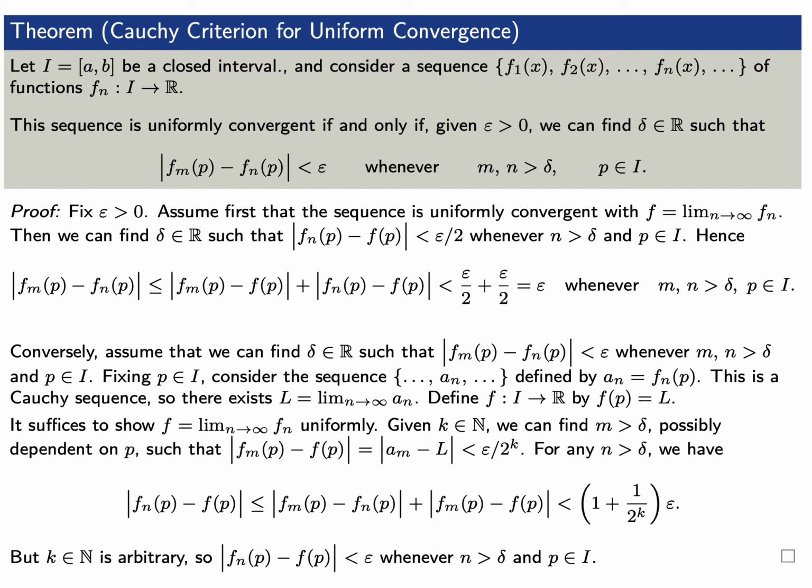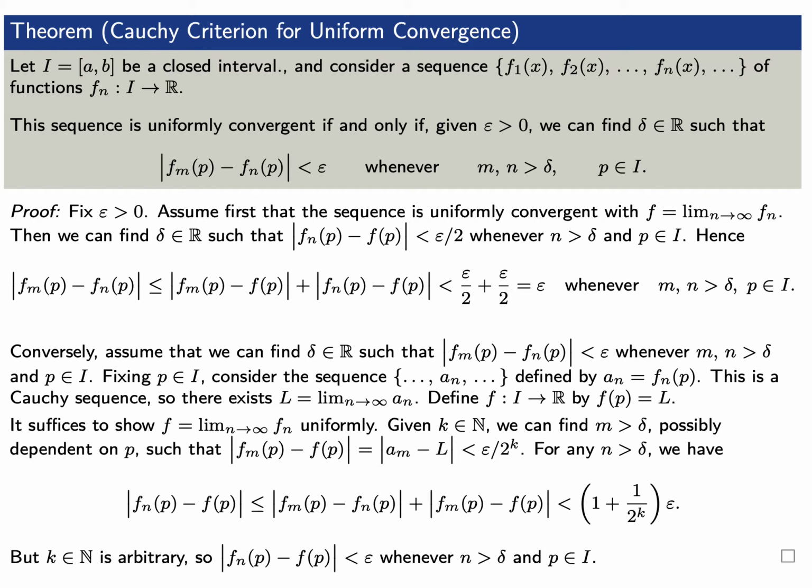Now, for any n greater than delta, we have |f_n(p) - f(p)|, by the triangle inequality again, is less than or equal to |f_m(p) - f_n(p)| plus |f_m(p) - f(p)|. But this is less than (1 + 1/2^k) times epsilon. The point now is that the left-hand side and the right-hand side are independent of m.